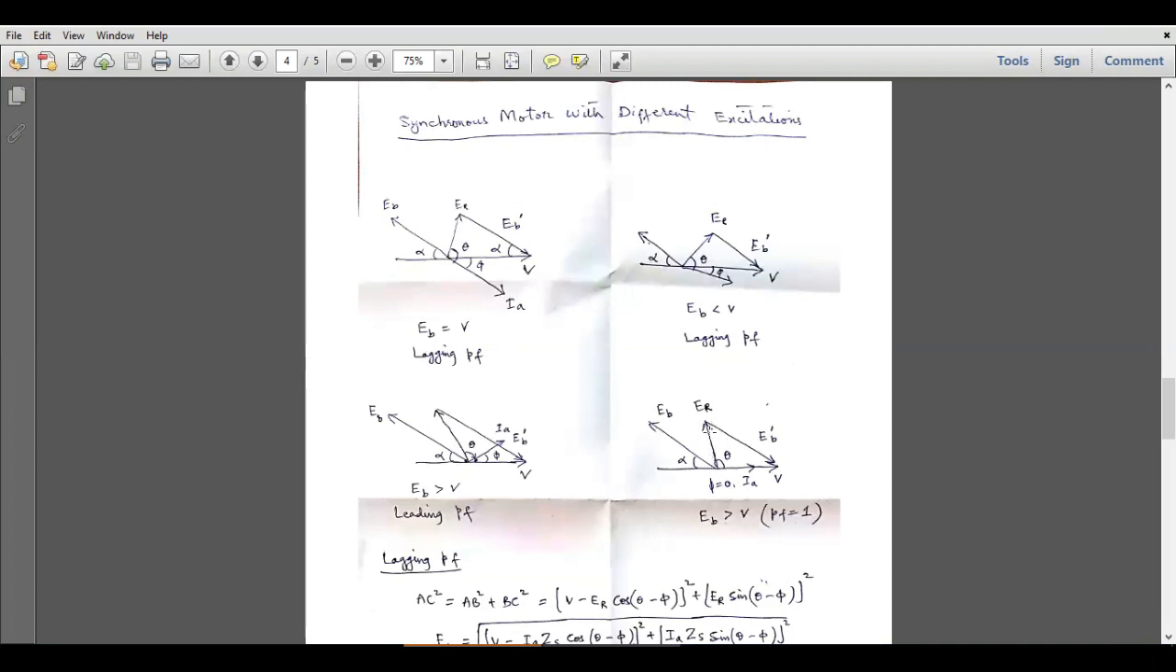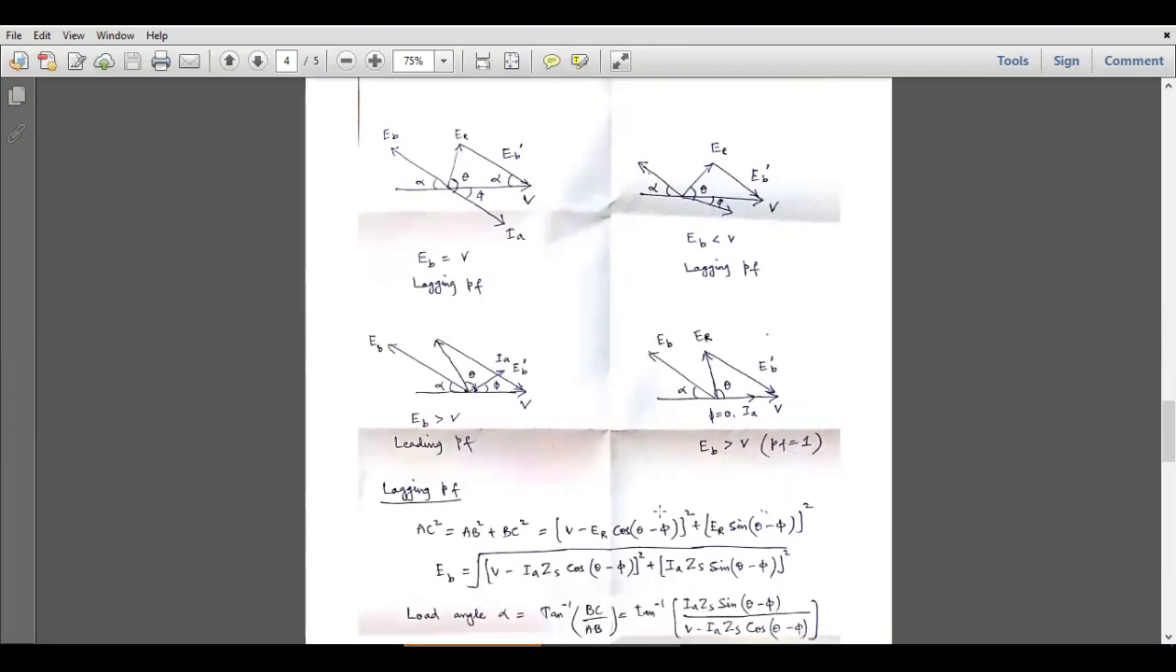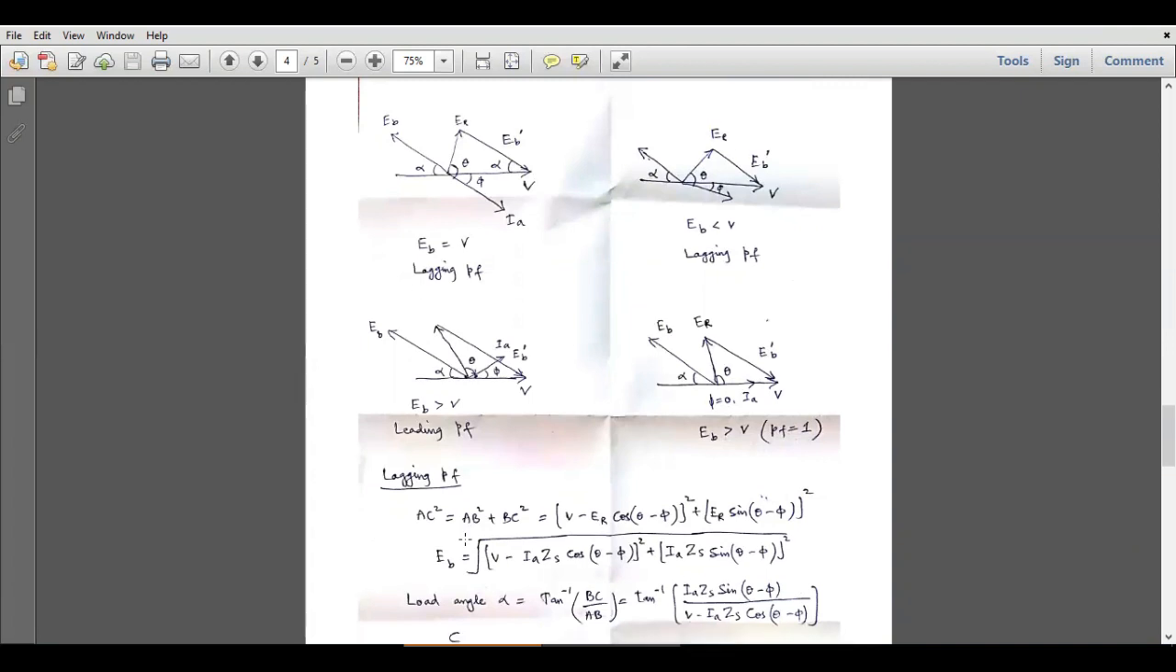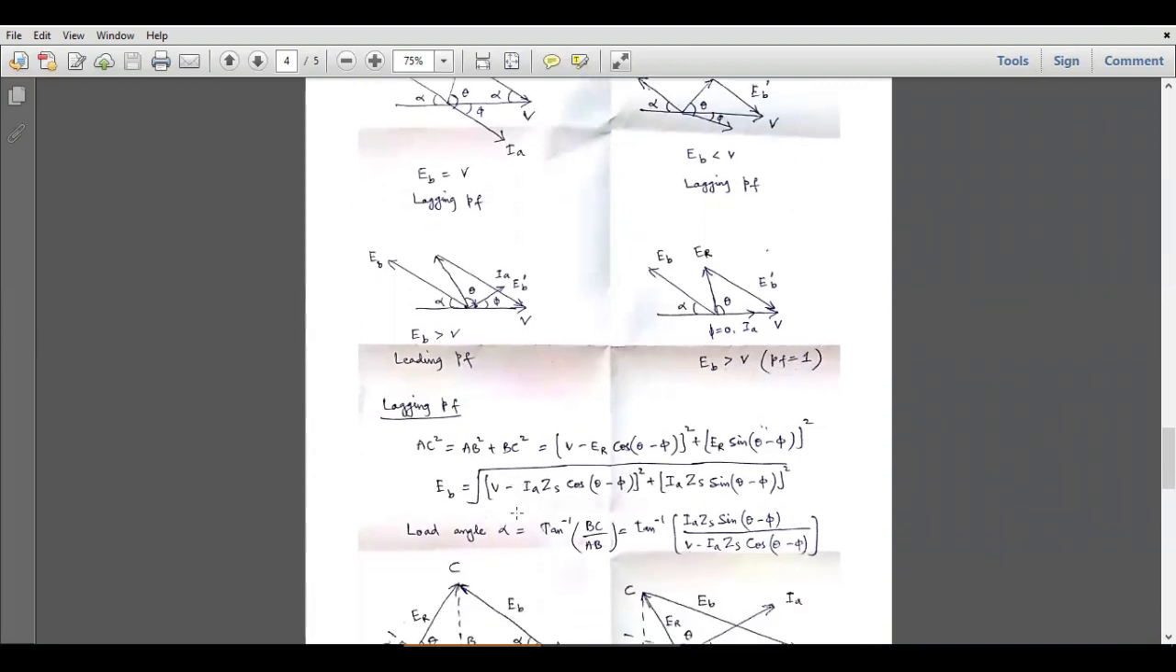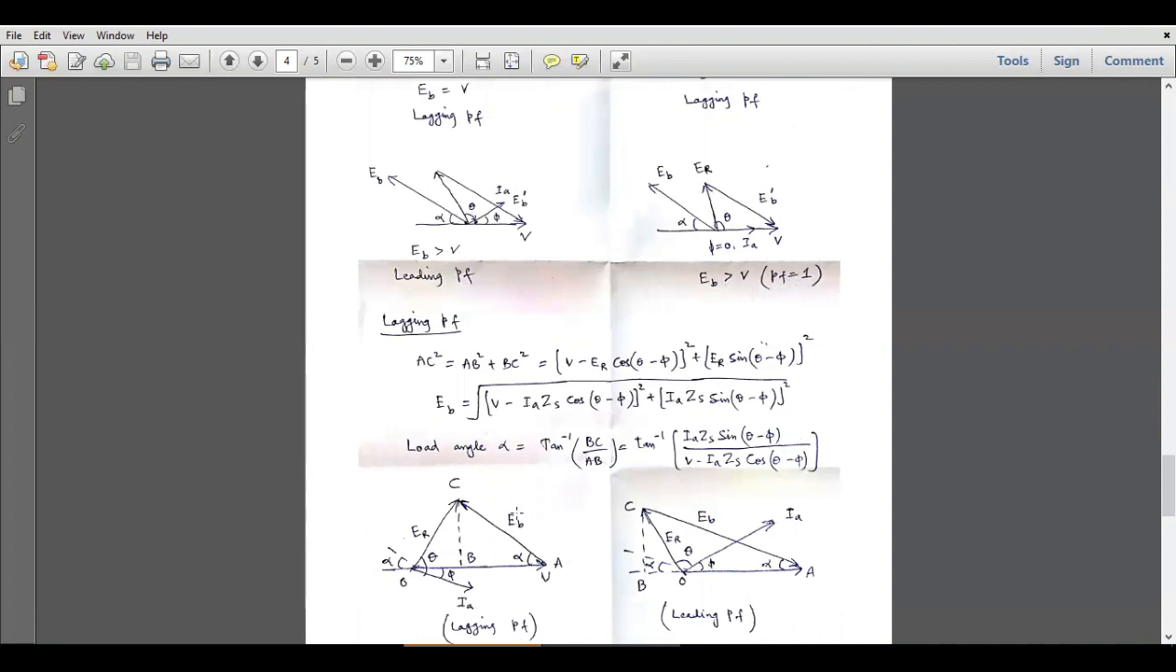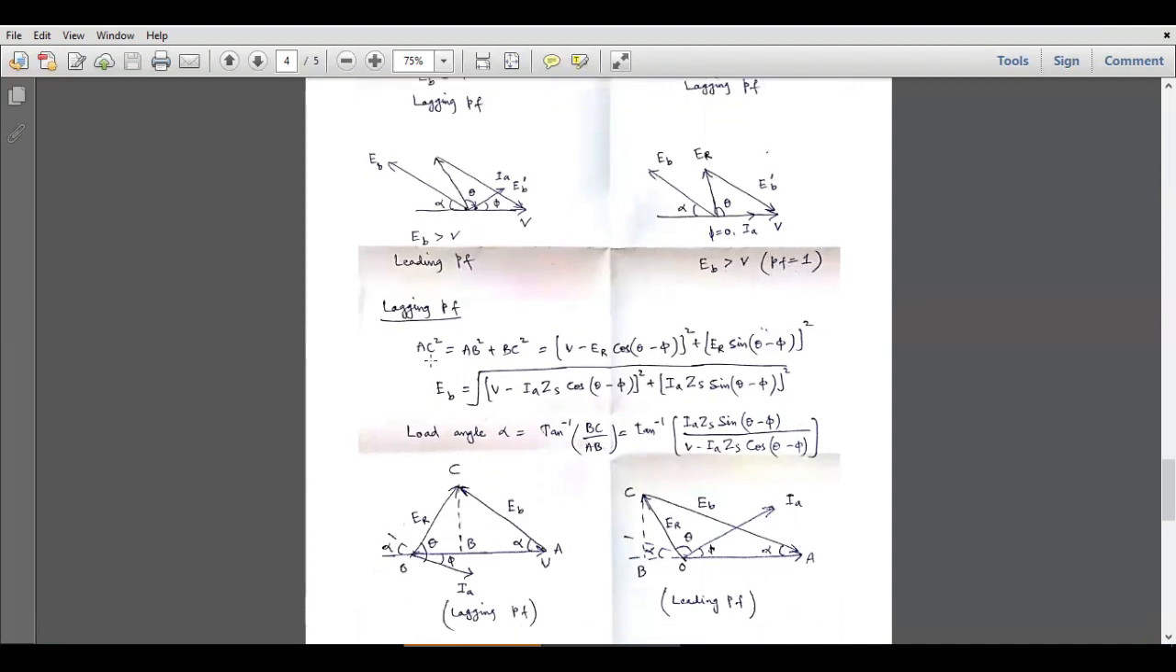So this is ER, and IA is almost at 90 degrees with this ER vector. So IA will be in phase with this voltage vector. So in such a case, when we have a slightly greater back EMF vector as compared to the applied voltage vector, we will get a unity power factor case. Now we will have to derive the expressions for the back EMF and the load angle by using these phasor diagrams. In the first case, we will discuss the lagging power factor case.